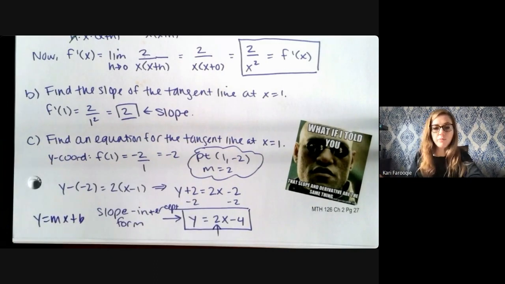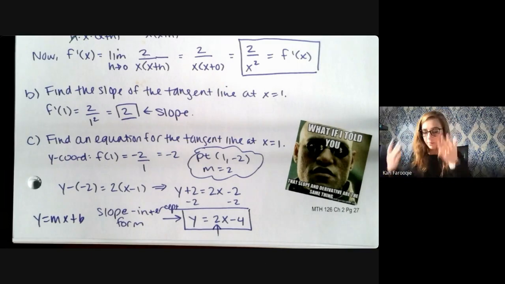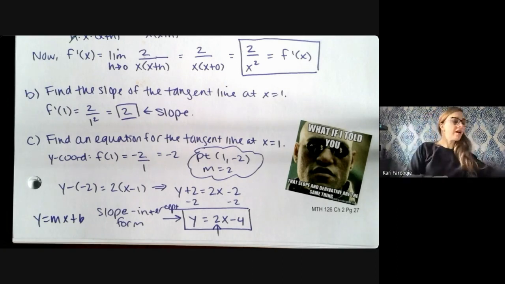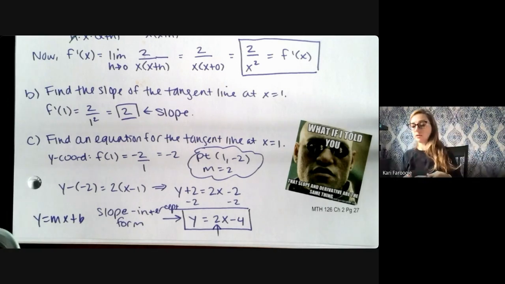That's slope-intercept form. That's how I'm going to ask for the equations of your lines. So that basically just means solve for y and simplify the right-hand side. Let's look at this on our calculators.